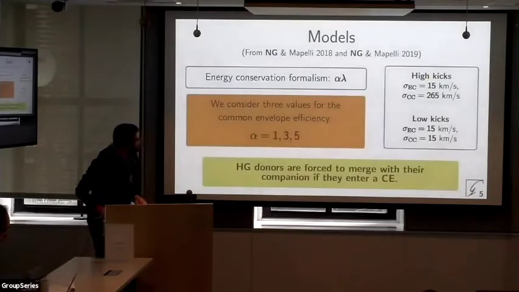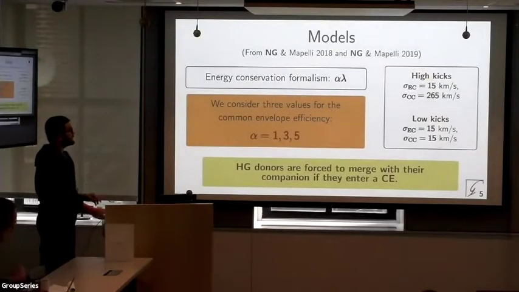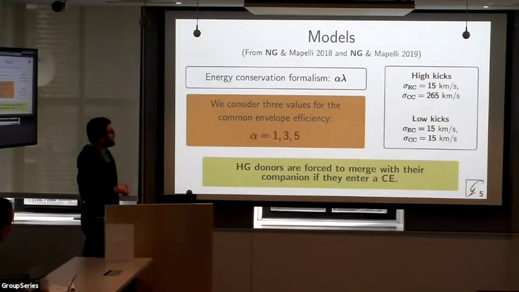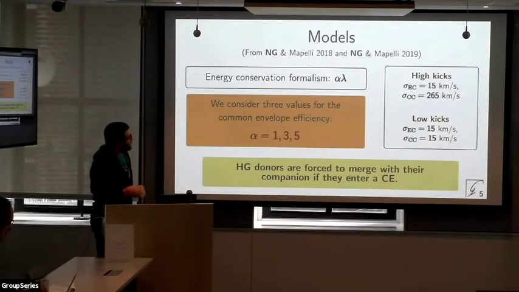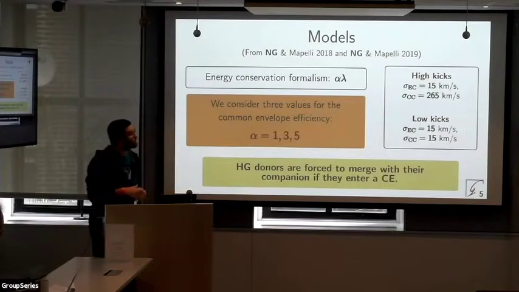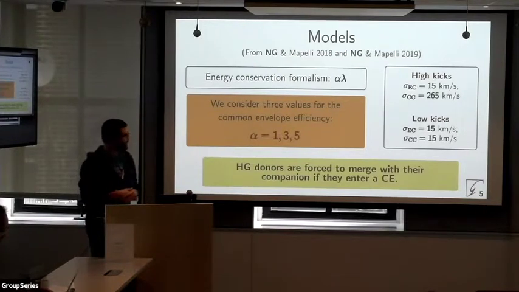Namely, the lower the metallicity is, the higher the maximum mass of the black holes we have. Here I summarize the models I'm going to describe to you. In particular, I consider 3 different values for the efficiency of the common envelope, 1, 3, and 5. And I also consider 2 different prescriptions for the distribution of the natal kick velocity.